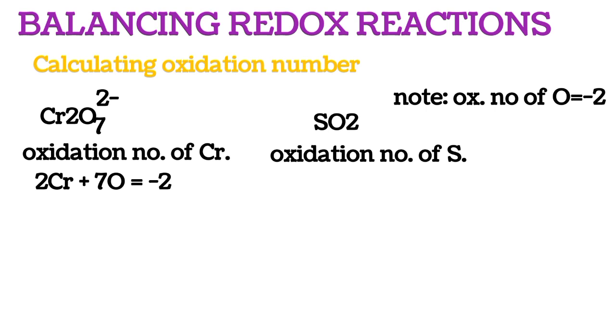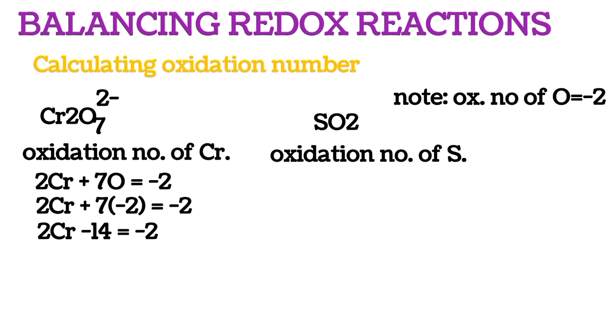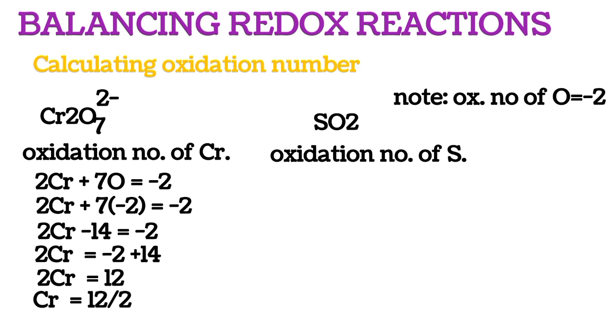Now, in Cr2O7 2 minus, 2 atoms of chromium plus 7 atoms of oxygen have a cumulative charge of minus 2. Now, oxygen has an oxidation state of minus 2, so 2 chromium plus 7 into minus 2 equals minus 2. Open bracket, 2 chromium minus 14 equals minus 2. That means 2 chromium equals minus 2 plus 14, that means 2 chromium equals 12. Divide both sides by 2. You have chromium equals 12 divided by 2, and chromium equals 6, meaning that it has an oxidation state of plus 6 in Cr2O7 2 minus.